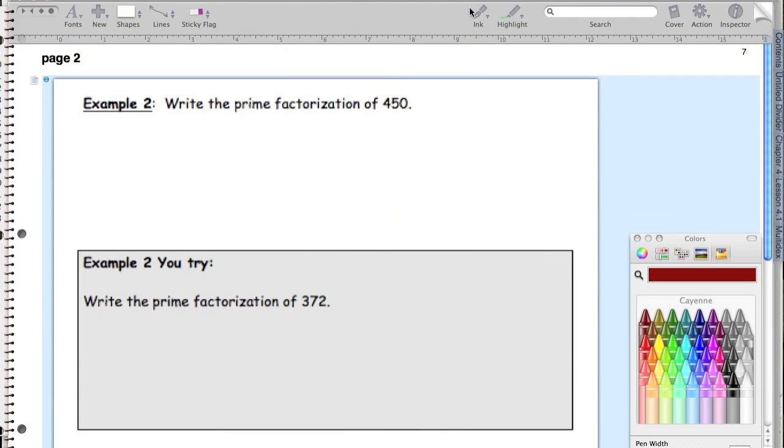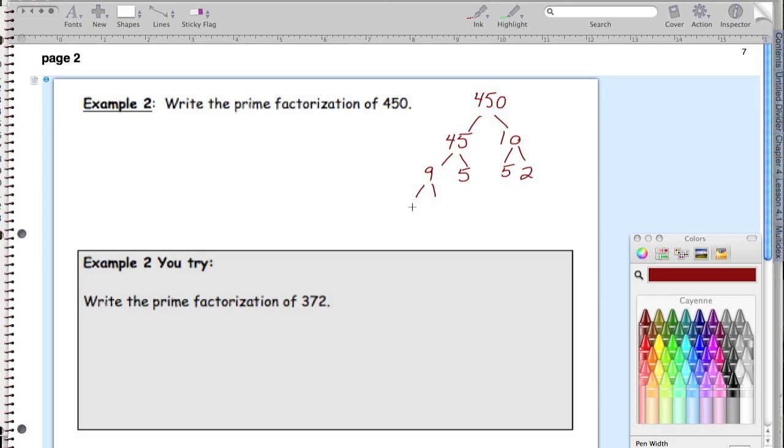This is where we're going to start doing this prime factorization. Write the prime factorization of 450. So I'm going to break 450 into 2 factors, and I can choose any 2 factors I want. I'm going to do 45 and 10. Neither of these are prime, so I have to go down again. How about 9 and 5, and then 5 and 2.